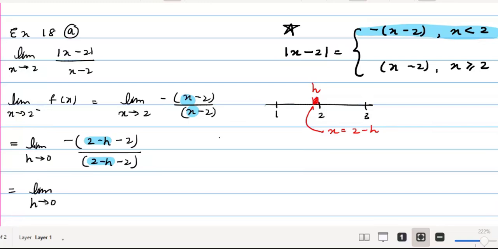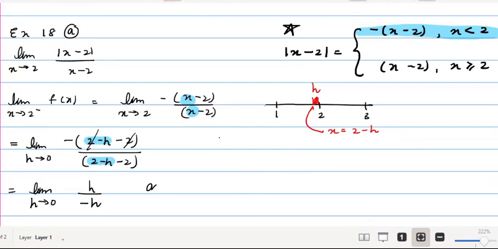So limit of h tends to 0. What do I have over here? I have h over negative h. Now, can I cancel this? I can, but why can I cancel it? Because I know that it is not 0. Remember, in math, 0 over 0 is not permitted. You can't cancel that. But if you have something like 5 over 5, the answer is equal to 1.